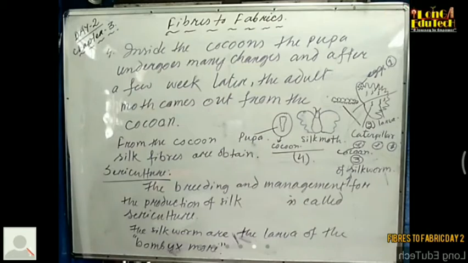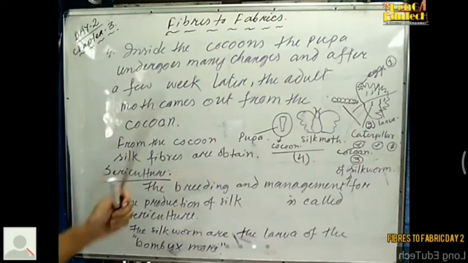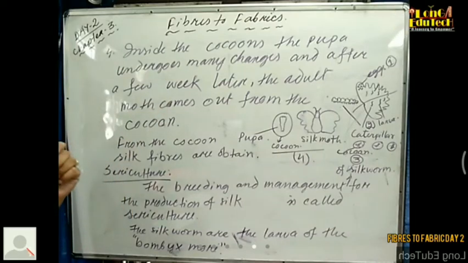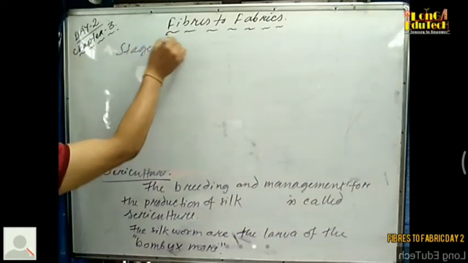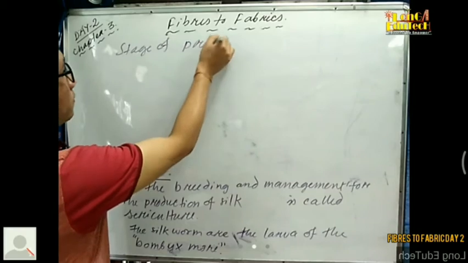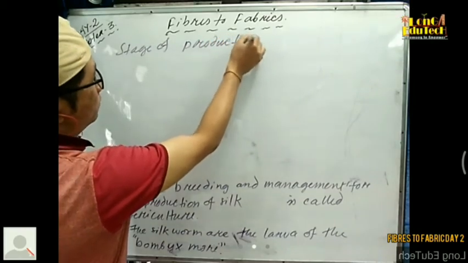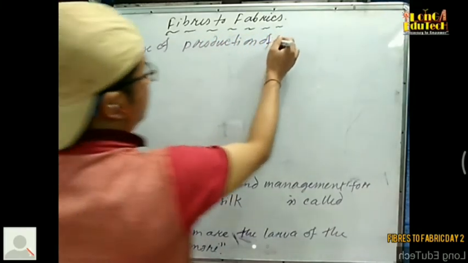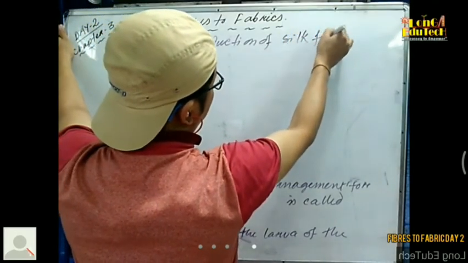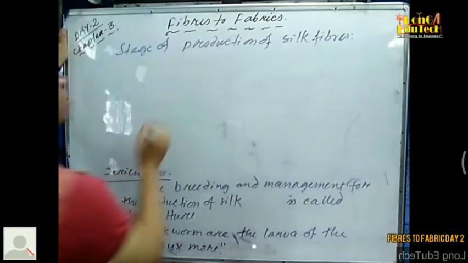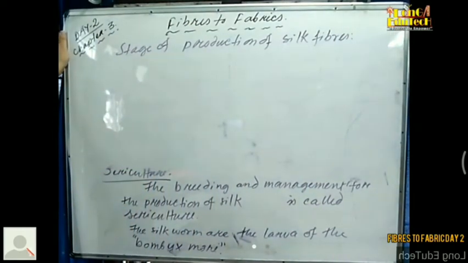So here we are going to go for the activities, that is, the major stages of production of silk. Stages of production of silk fibers. This one we have to know.